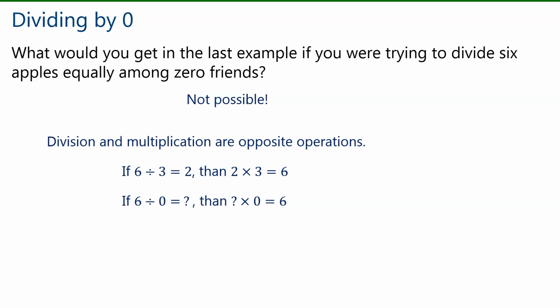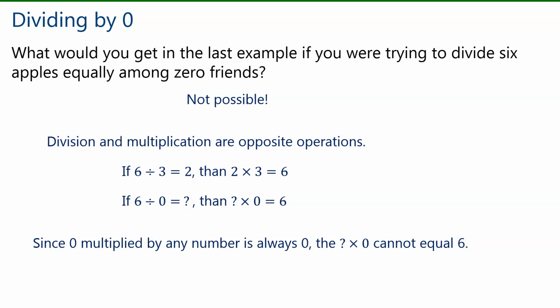If I did 6 divided by 0, and I get some answer, I don't know what that is, but if I took that answer and then multiplied that by 0, I should get 6. But we know that 0 multiplied by any number is always 0, so it's impossible for a number times 0 to equal 6. So since that's not possible, that's another reason to think that dividing by 0 can't be done.